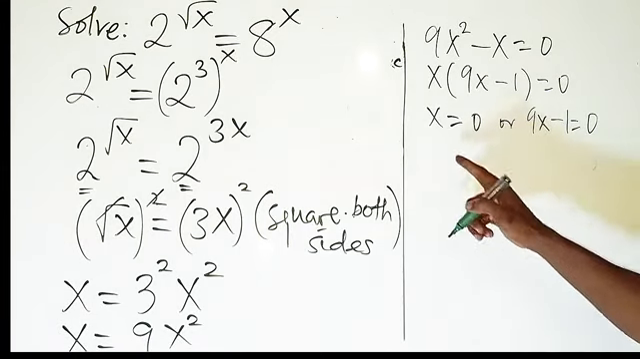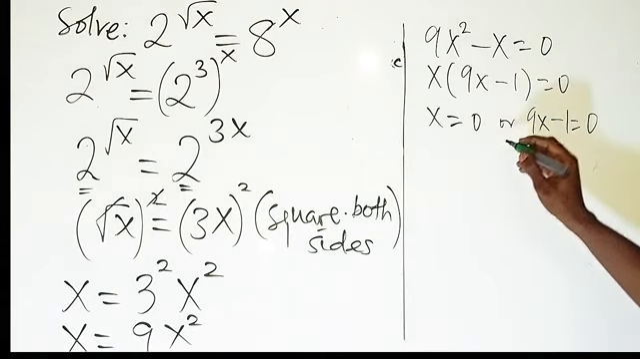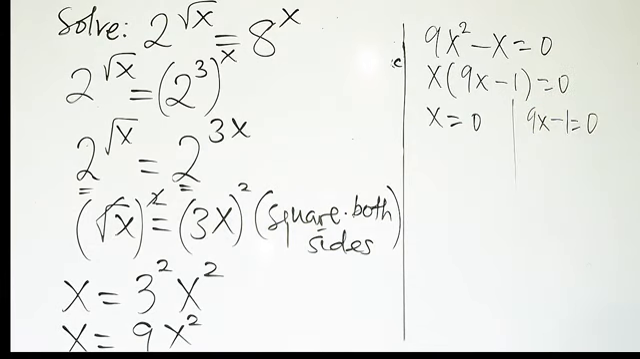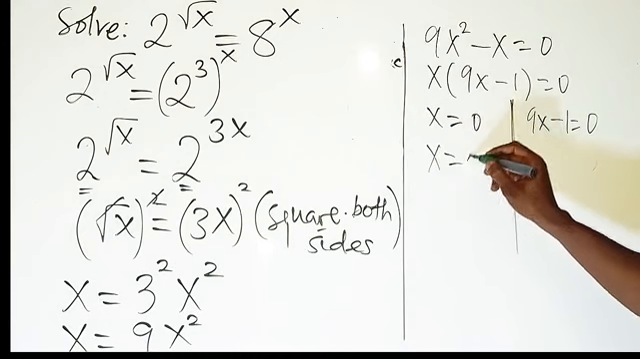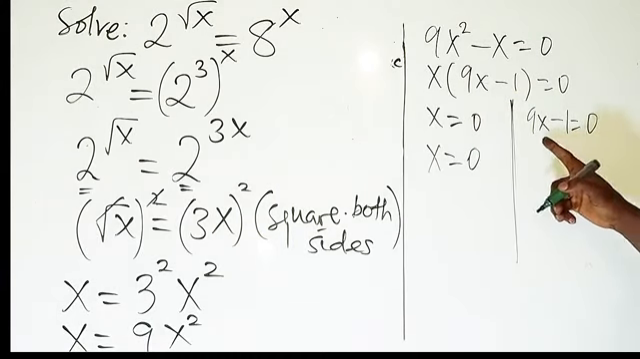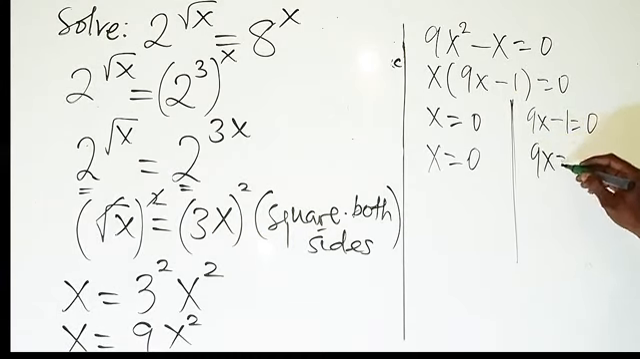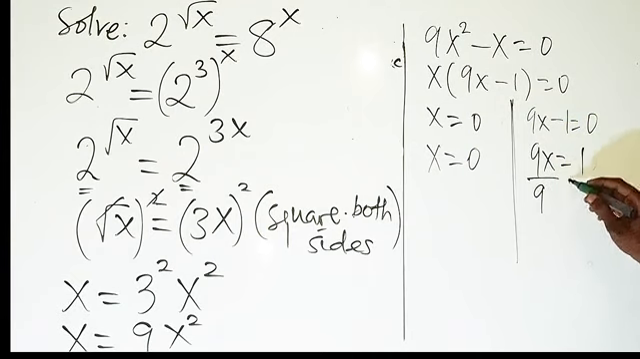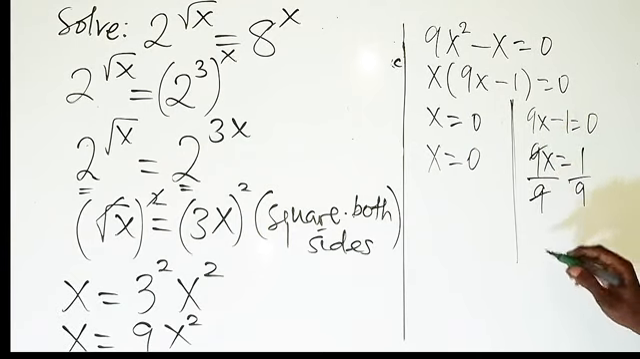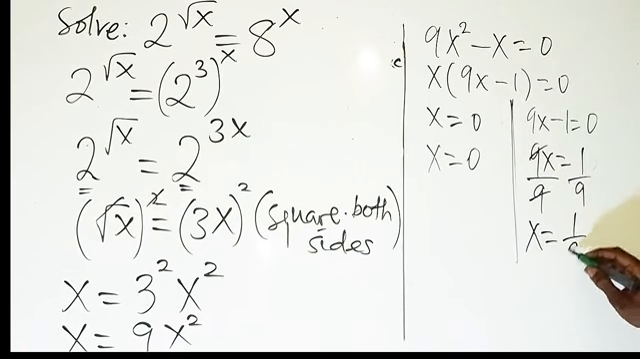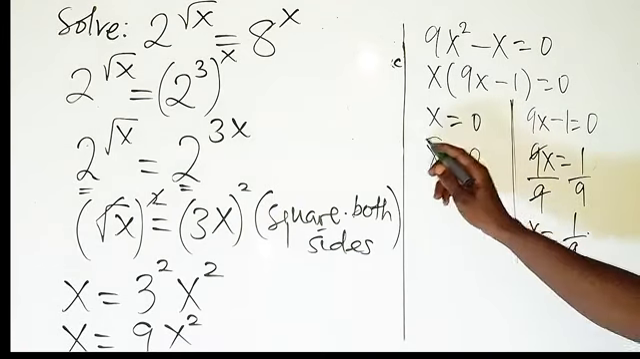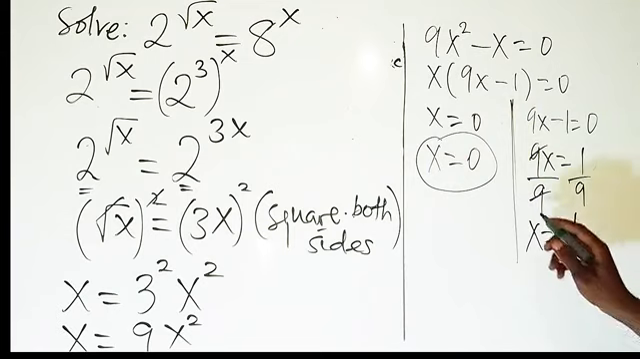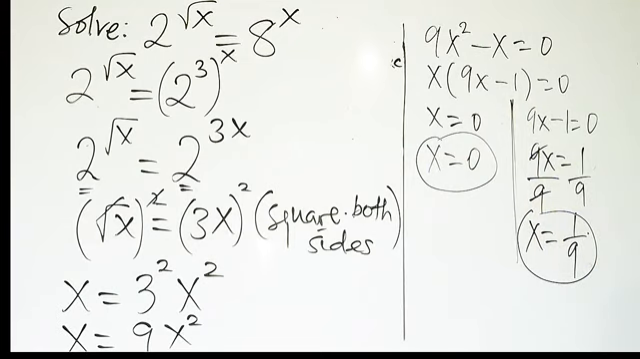So we have x equal to 0, right? So x equals 0 is one solution. Here we try to solve the other one further. We have 9x equals 1. Then we divide both sides by 9. This cancels this. We have x equals 1 over 9. So we have the two solutions, x equals 0 and x equals 1 over 9, to be the solution to the equation given to us.